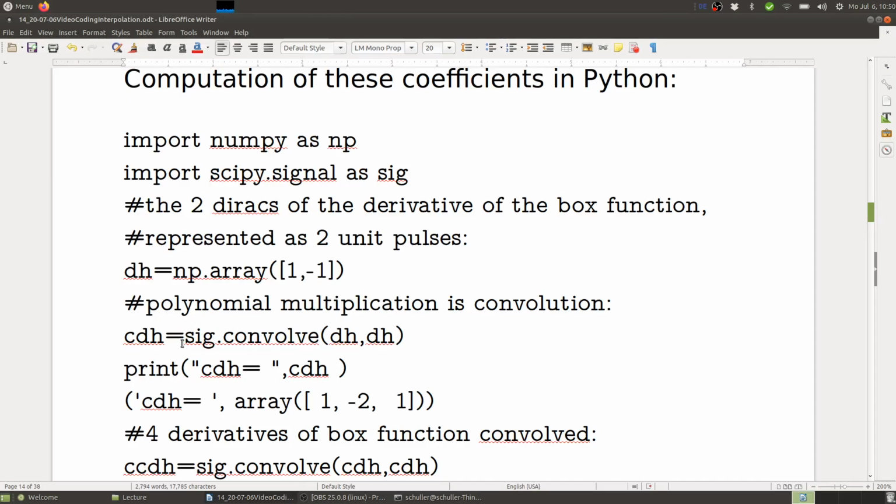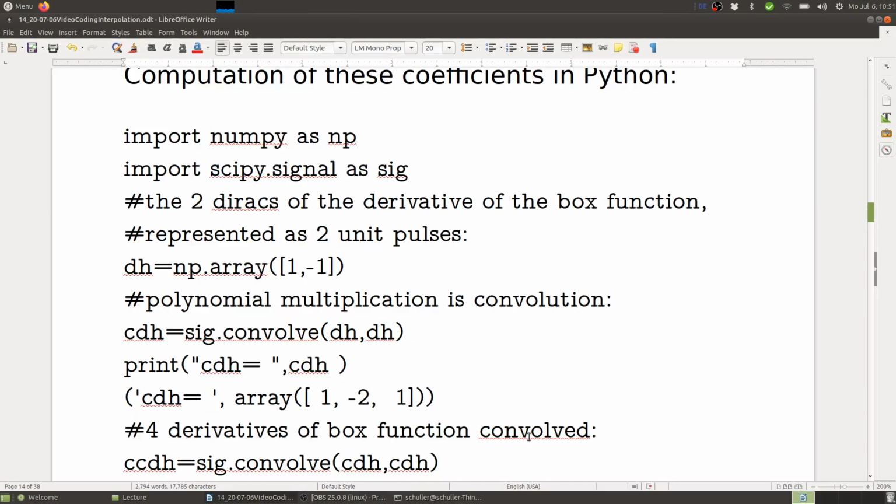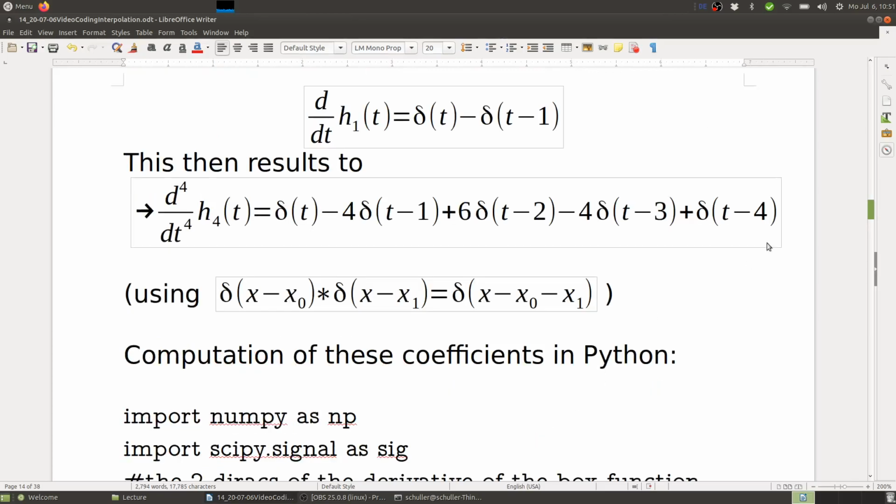So here, convolution once. So you have the 2 derivative coefficients and you convolve them, then this is the result. And then you take this result and convolve it with itself again, and then this is the result. So here you can see now the new coefficients for the different shifts. Right? So here shift 0, shift 1, shift 2, shift 3, shift 4. So that corresponds to this equation here.